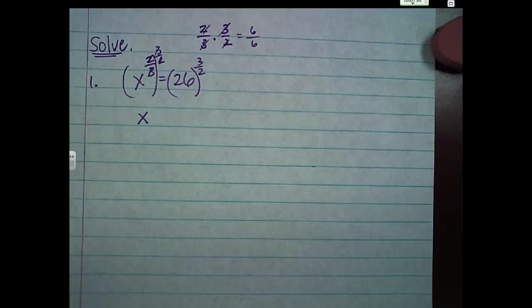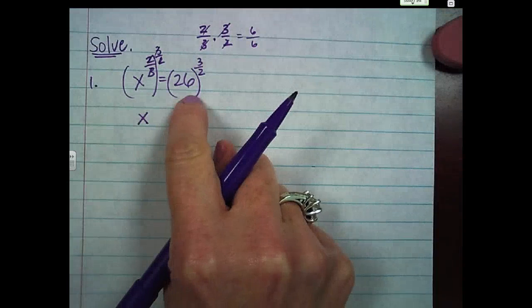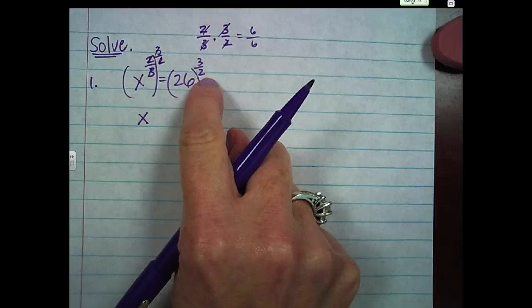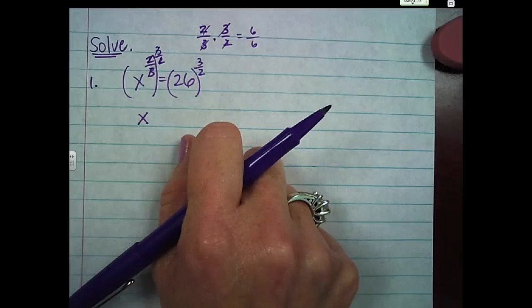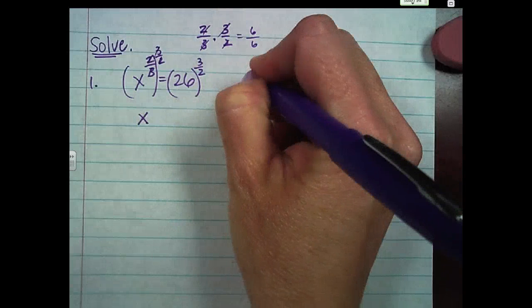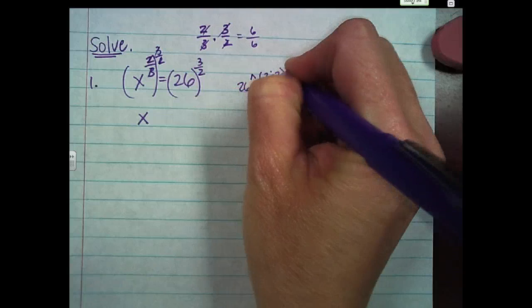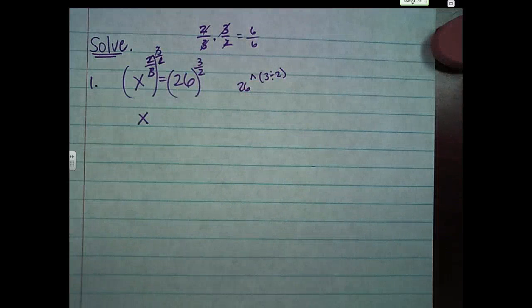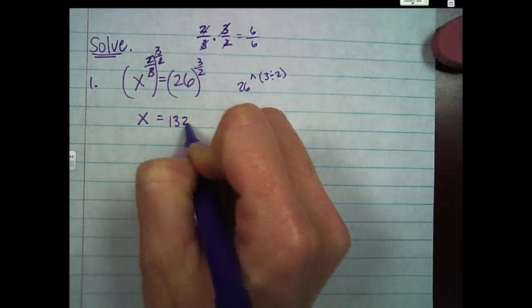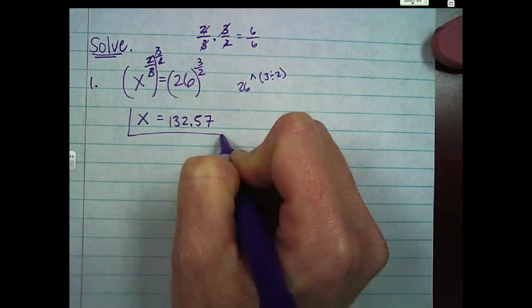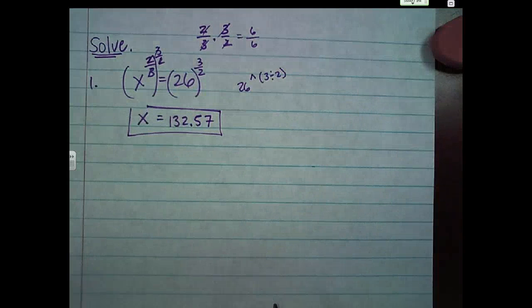Now, when we didn't have a calculator, we would do this in our head by taking the square root first. Can you take the square root of 26 though? No, so use your calculator. Type in 26, raise the power of 3 divided by 2, which will give you the answer. Number 2.